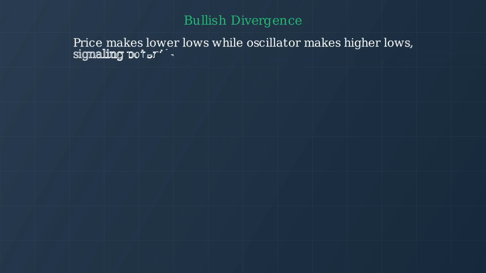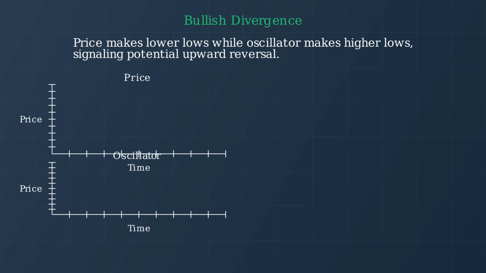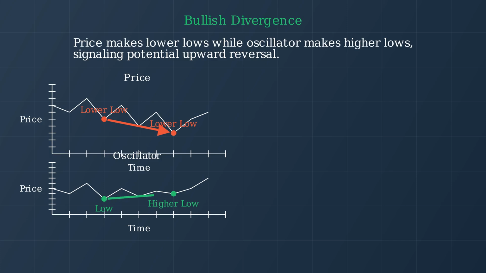Bullish divergence occurs when price makes lower lows, but the oscillator makes higher lows. As we can see in this example, the price chart shows a downtrend with progressively lower lows. However, the oscillator is showing higher lows during the same period, creating a bullish divergence. This suggests that selling pressure is diminishing despite lower prices, potentially signaling an upcoming reversal to the upside.